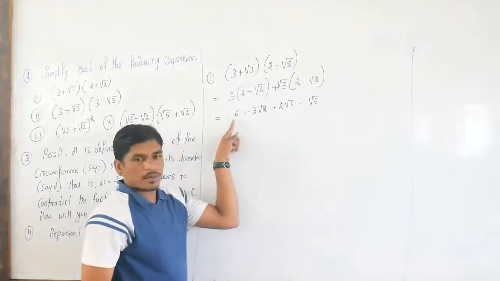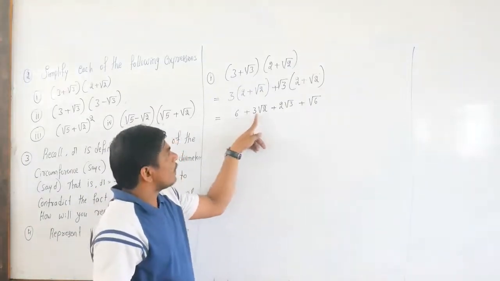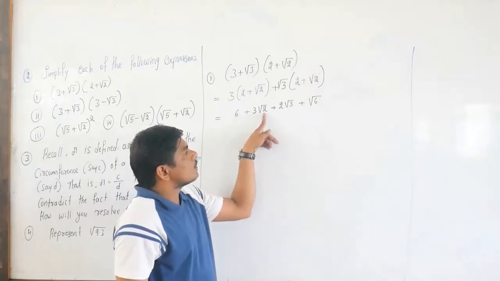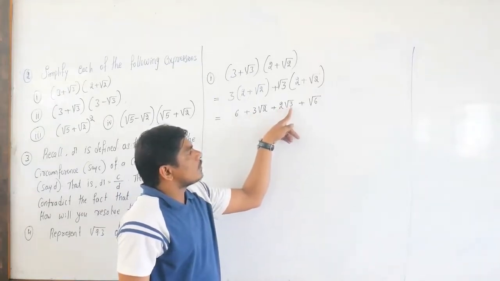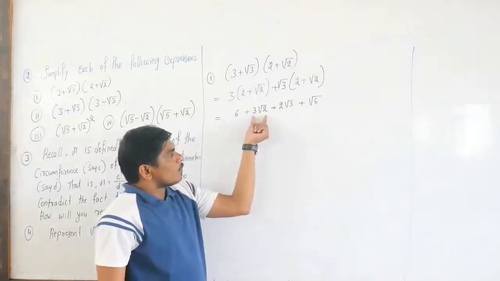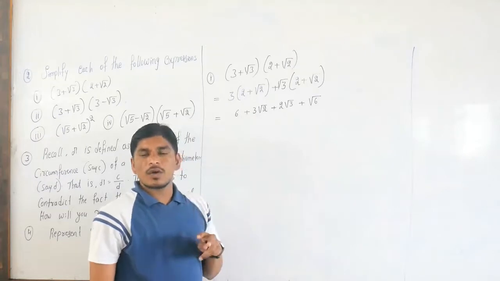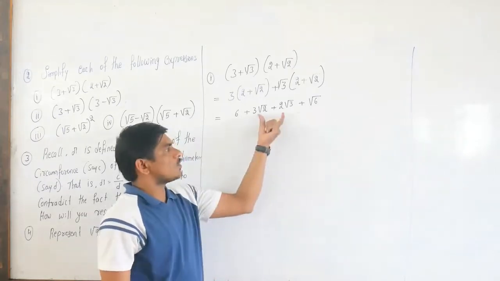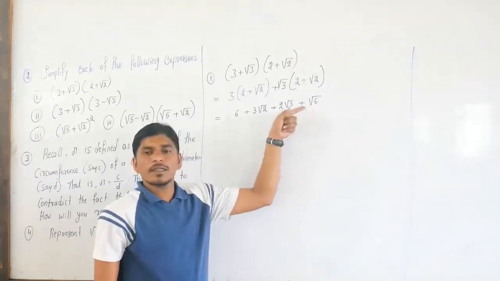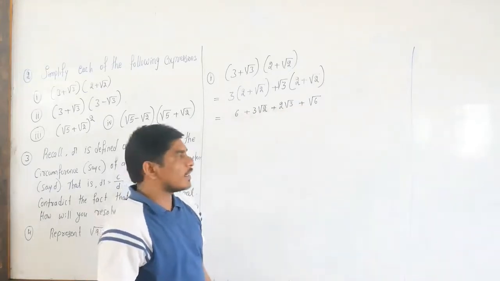Here you observe all the terms. Here 6 is irrational, it's a rational, plus 3 into root 2, 2 root 3 plus root 6. Now you don't add these two. Addition of irrationals or addition of surds. These three terms are in the form of a surd. That's why the addition of surd rule is applied here.